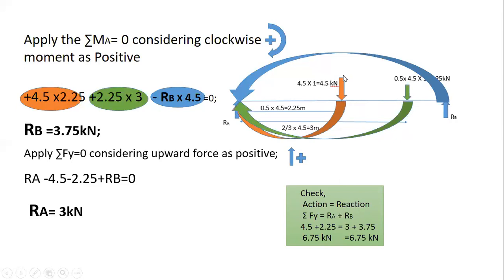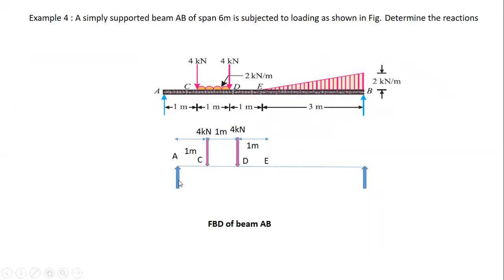So if you consider the action, there is 4.5 plus 2.25, so totally the action force is 6.75. If you look into the reaction, we have Ra equal to 3 kilonewton, Rb equal to 3.75 kilonewton. So total is equal to 6.75. So I got to know that I have done it correctly. Okay, so let's move on to the next question.